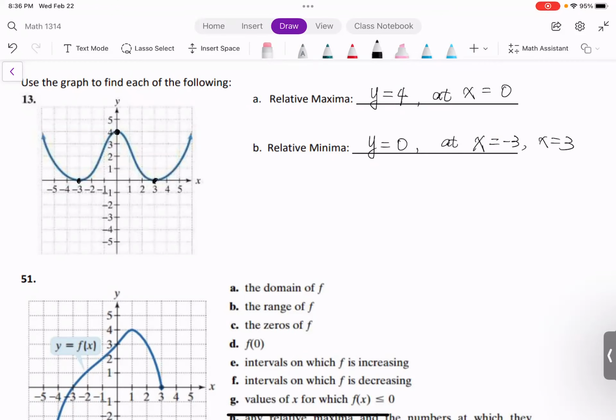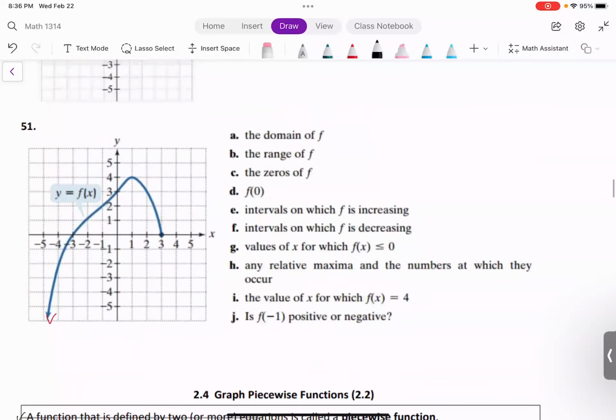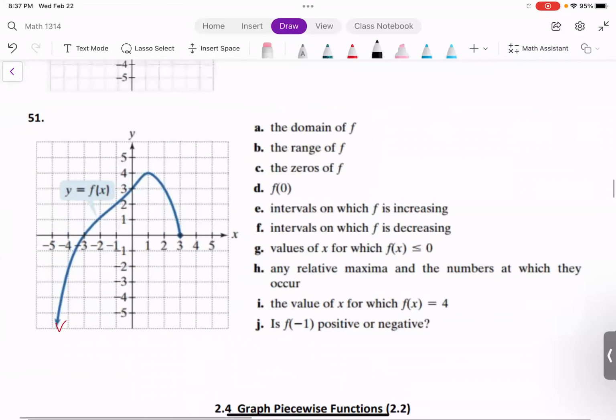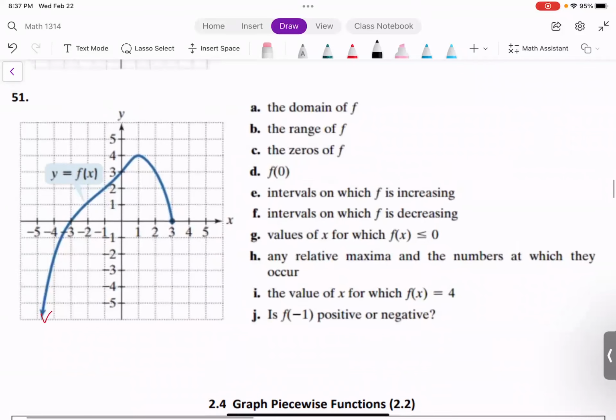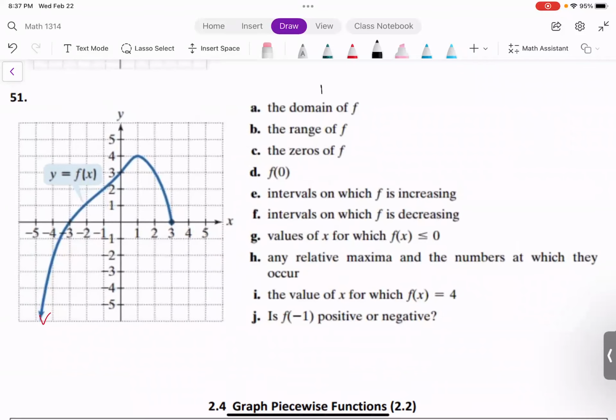Okay, let's see the next example. The next example is a combination example. Look at the graph. What is the domain of the function f? Domain means all the x values. So let's write all the x values.